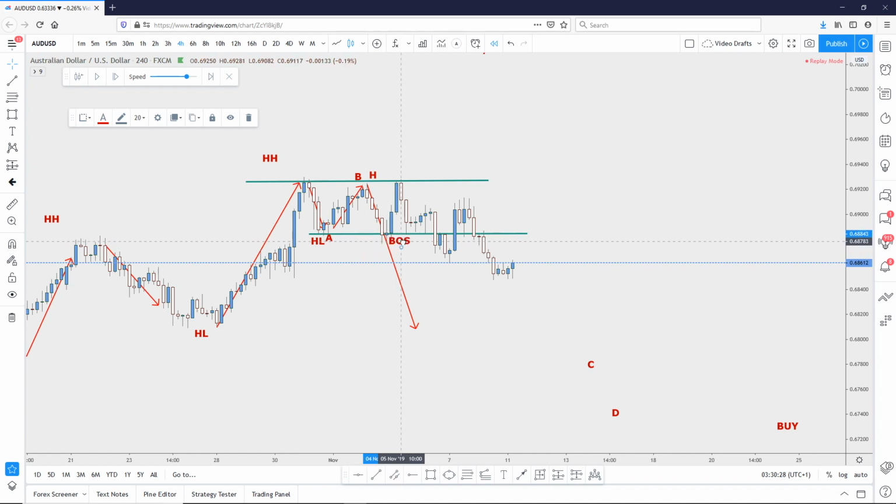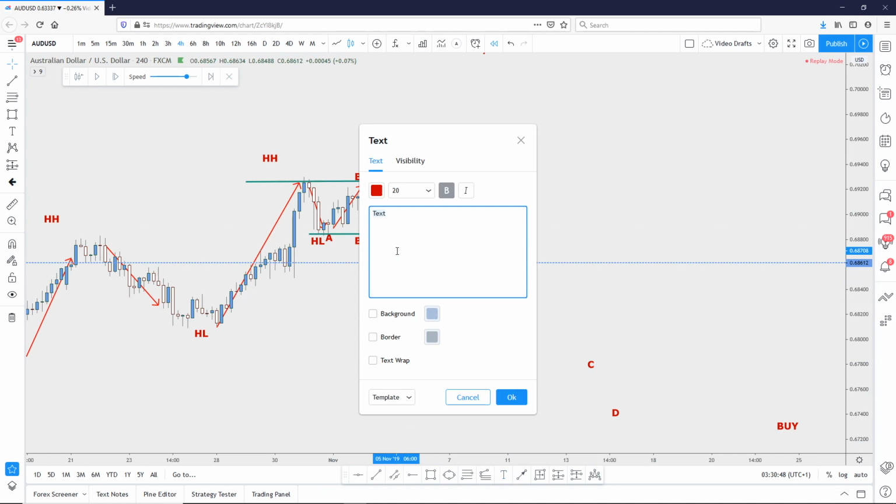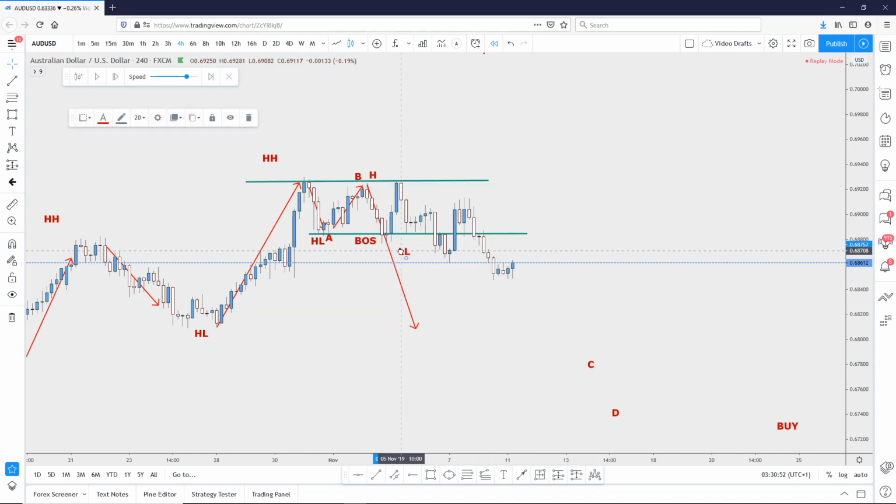So what I do is I draw a line here, call it break of structure. All I'm noting is that structure is broken. I'm not placing a trade yet. I'm just making note that a break of structure has happened. And now, I also want you to make note of this, it's making a lower low.